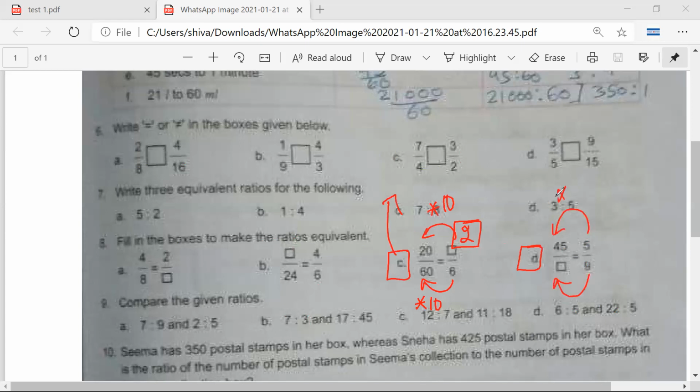So one second. Sir, you only had circled till C, right? So I didn't do the D part. Okay. So 5 into 9 is 45. Therefore, 9 into 9 is 81. Mr. Sarthak, any doubt? Great, sir.